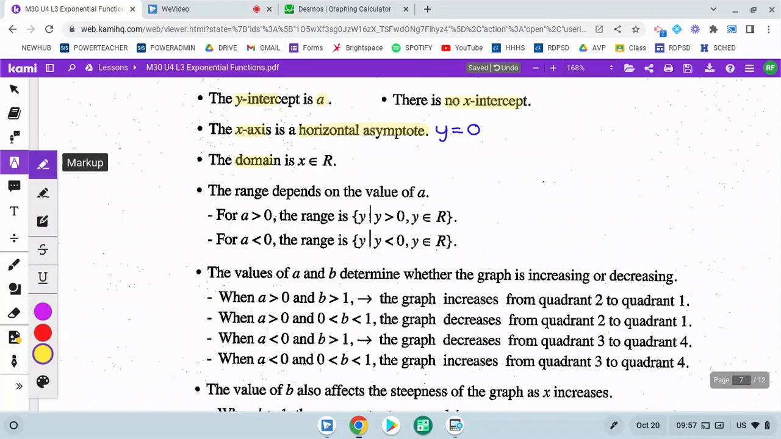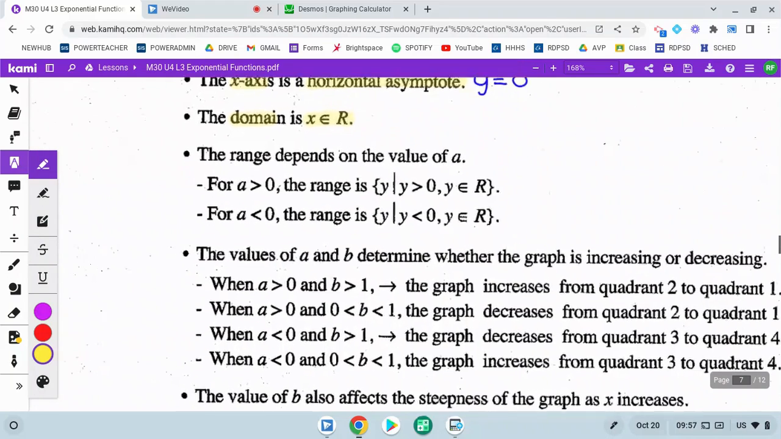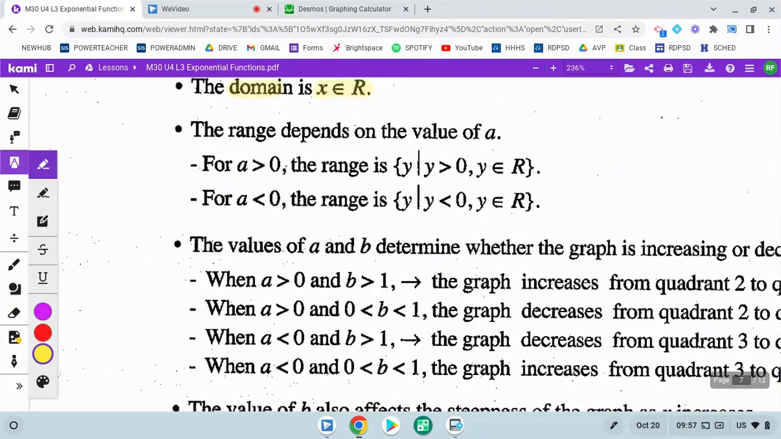Every single time, the domain is real. So if you get a question that says, what is the domain of this exponential function, you say it's real every single time. The range depends on the value of A. We've only looked at when A is positive so far, and then the range is also positive. We will look at examples tomorrow where A might be negative, and then the opposite happens, where our range is negative. So we'll see that tomorrow.